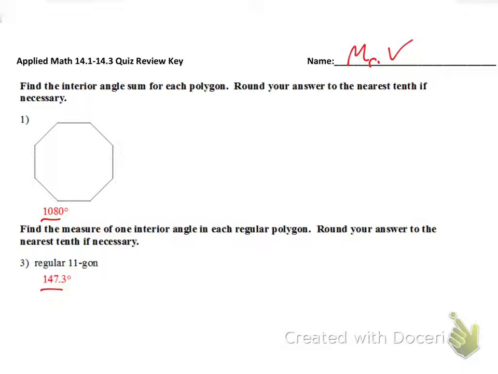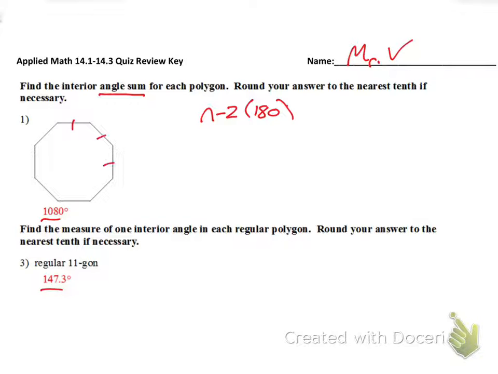Find the interior angle sum. Angle sum means all of these angles added up. So we do that with n minus 2 times 180. So obviously we're going to count the number of angles or the number of sides. So we could do this. How many sides does this have?